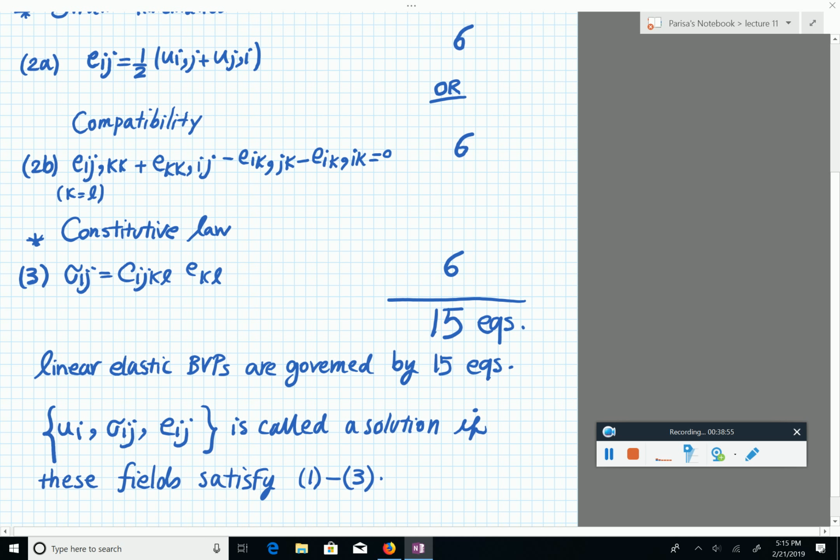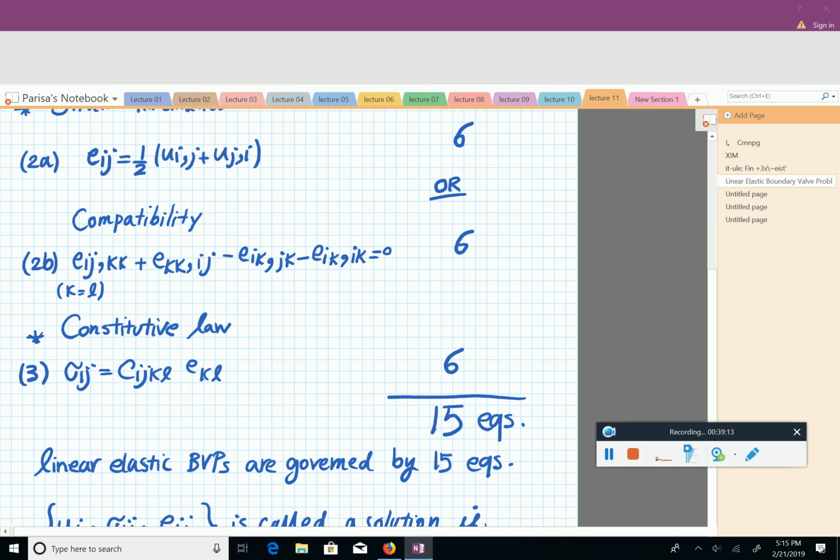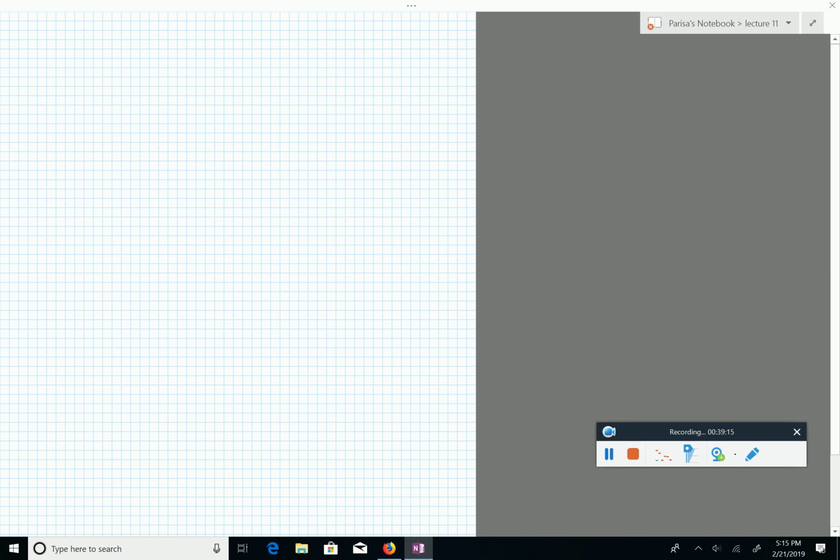Okay, so going back to the question I asked you, are we done? 15 equations, 15 unknowns, everything looks very, very good, great. What else do we need? Boundary conditions. So we need to have boundary conditions. And this is what I want to talk about in detail. These are called boundary value problems. And solving field equations, as you have seen probably in other classes, you always have to have some sort of boundary conditions. So let's talk about boundary conditions.